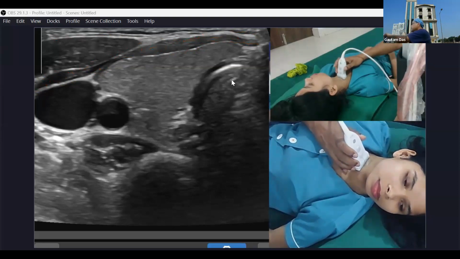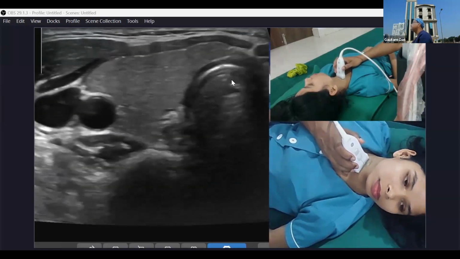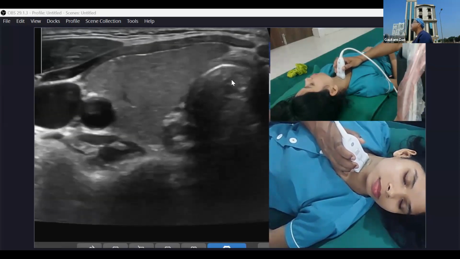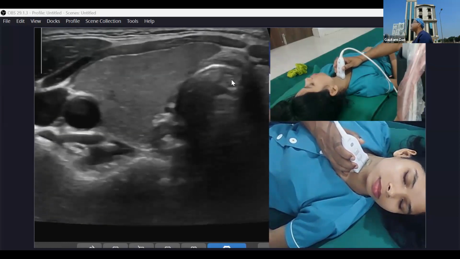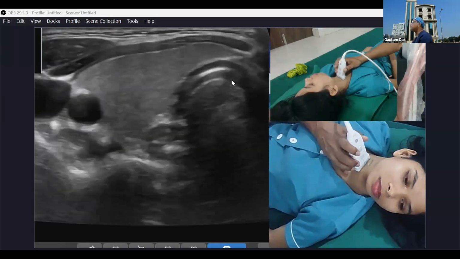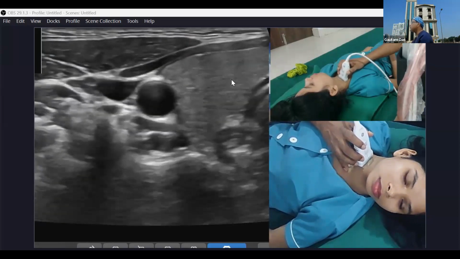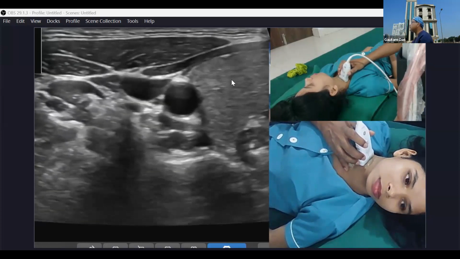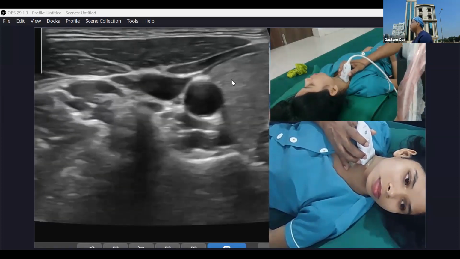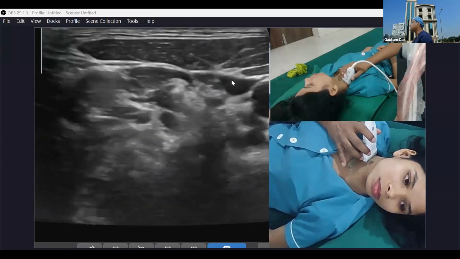Here, don't forget, again I'm showing you. So you can see sternohyoid, sternothyroid, omohyoid, and now sternocleidomastoid on the most superficial. Sternocleidomastoid has two heads, the sternal and the clavicular, and I am going laterally. So you can see here the scalene muscles also.